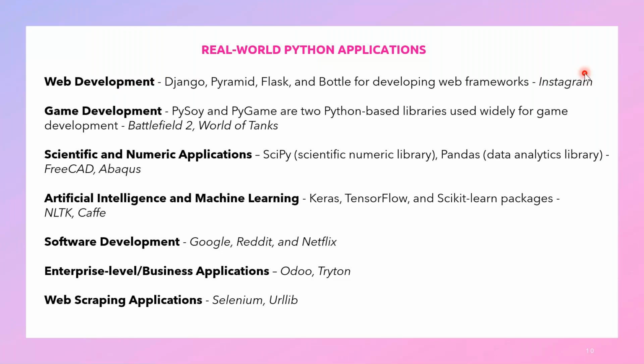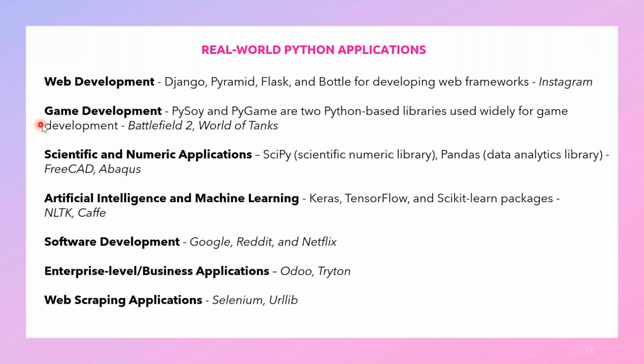We are just using the application, but we are not sure which language it is developed in. It might be a Java-based application, it might be .NET, it might be Python as well. Instagram is pure Python, and Django is the web framework used to develop that application. If you are going to develop a web application, you can make use of Django, Pyramid, Flask, all those web frameworks. So this is the example, Instagram.